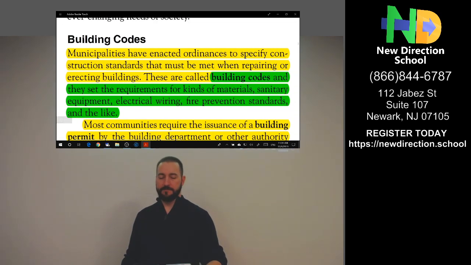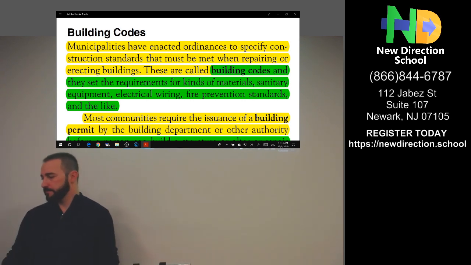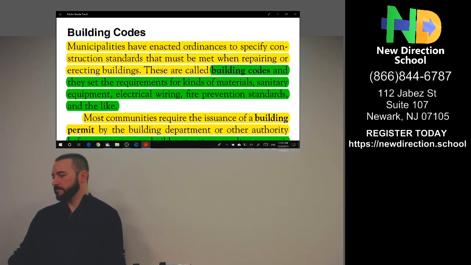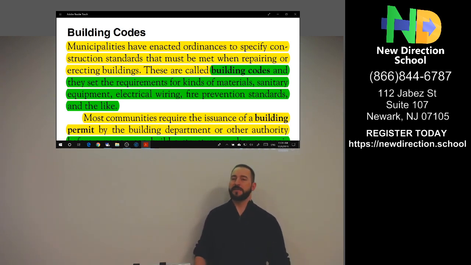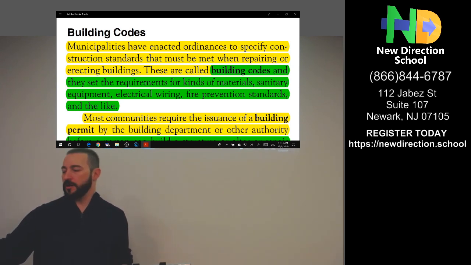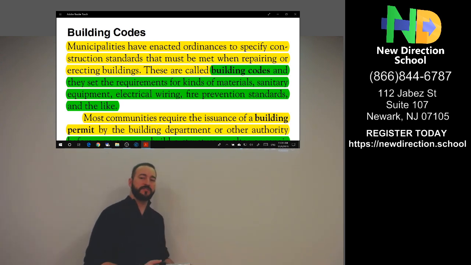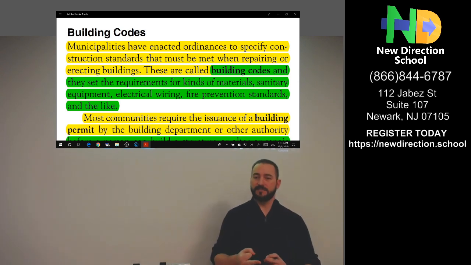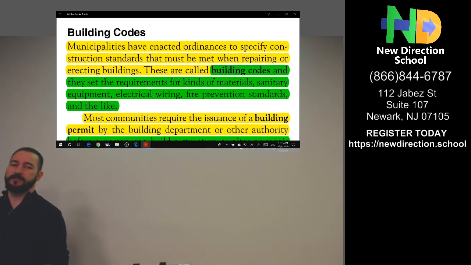And we'll go into detail there. Building codes, we're also going to go into detail in chapter 18, but for now I want to go over this. Building codes. It says municipalities have enacted ordinances to specify construction standards that must be met when repairing or erecting buildings. This is the story of the three pigs. These are called building codes, and they set requirements for kinds of materials, so the straw, the sticks, the brick, right? The kinds of materials, sanitary equipment, electrical wiring, fire prevention standards, and the like.